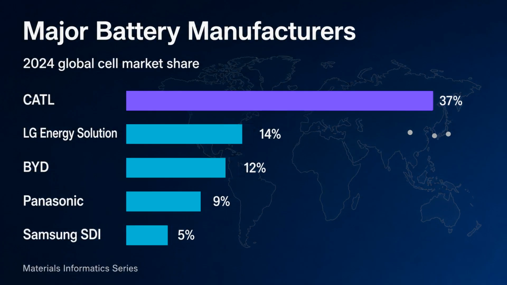The market is led by CATL of China with about 1/3 of the market share, followed by LG Energy Solution, BYD, Panasonic, and Samsung SDI. These companies are investing billions in new factories and R&D. Major automakers like Tesla and Toyota are also developing in-house battery capabilities to secure supply and accelerate innovation.